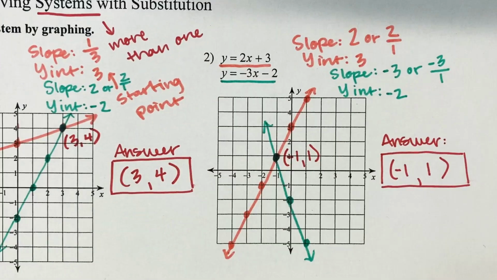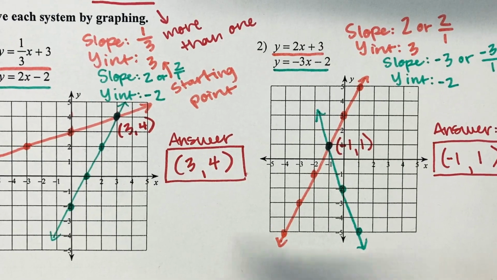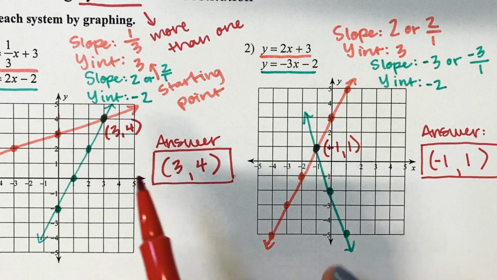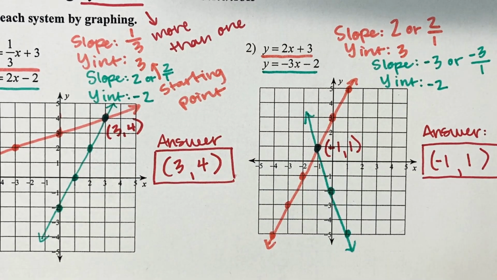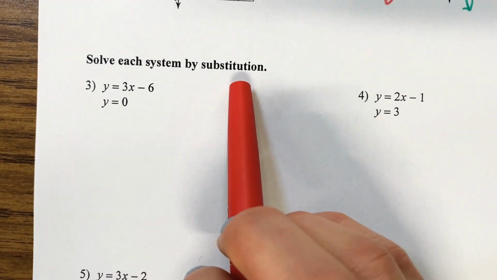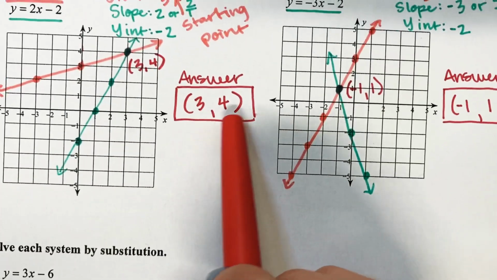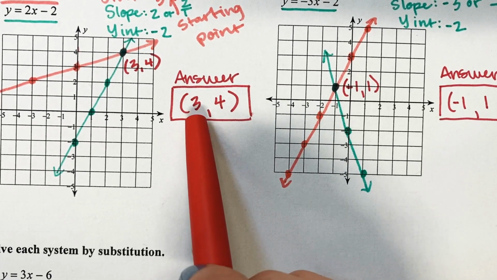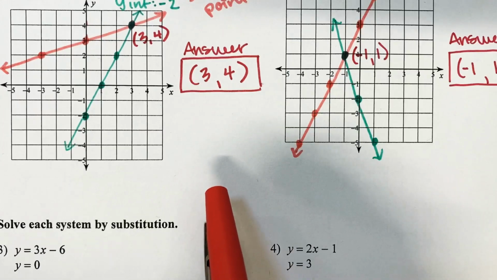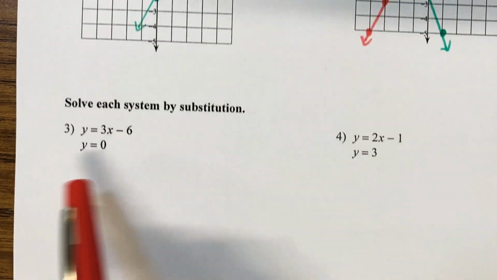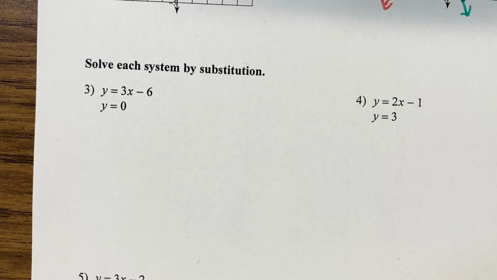Cool. Okay, so that is solving systems of equations by graphing. You're actually putting them on a graph and finding that coordinate point where they intersect. Okay, so now we're talking about solving systems by substitution. Okay, but here's the thing. We're still trying to get this same answer. We're still trying to get parentheses x comma y. Okay, so we have to solve for both x and y on 3 through 6.